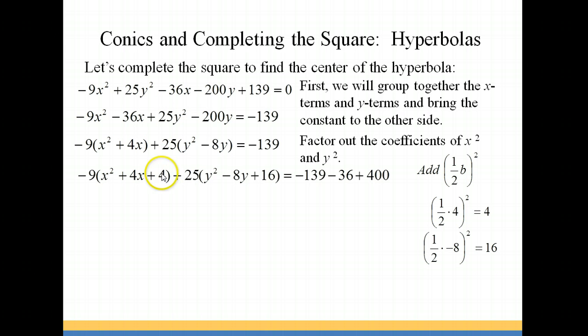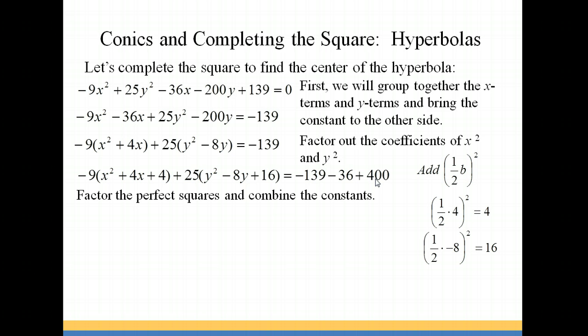So we're adding that inside the parentheses. Now when you add it inside the parentheses, you always have to remember that what's outside the parentheses is going to be distributed to that number. So in this case, negative 36 is the change in the equation by putting that 4 inside the parentheses. So I have to also take the negative 36 away from the other side of the equation to keep the balance. Now for the y terms, the 25 is going to be multiplied by 16, which is 400. And that's going to have to be added to the other side of the equation.